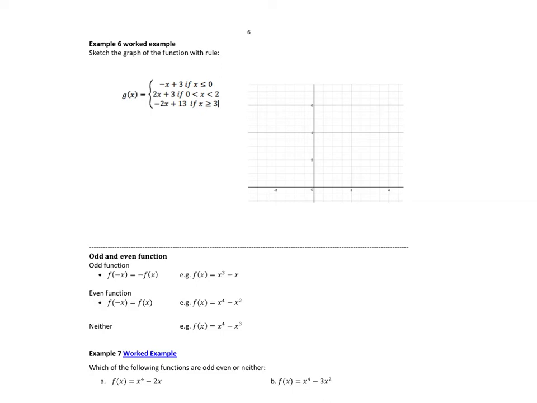So don't forget, hybrid functions is really just an exercise on a little bit of graph sketching over specific domains. So in this case, let's start with the first one. We're going to sketch the graph of negative x plus 3 over the specific domain of x is less than or equal to 0. So negative x plus 3, so it's got a negative gradient of 1.